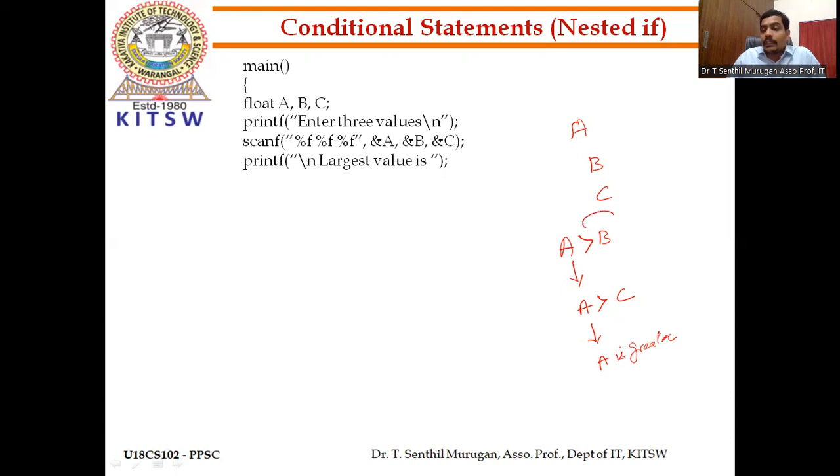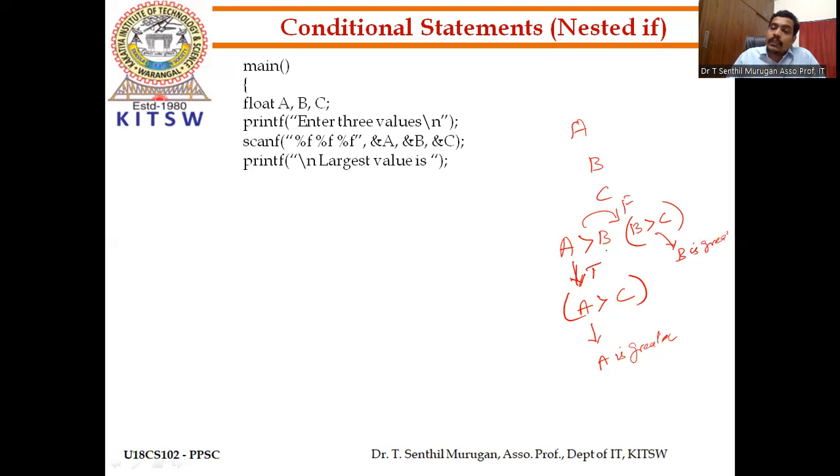In case this condition fails, what does it indirectly mean? B is greater. Then I have to check whether B is greater than C or not. If the condition is true, it will check this condition. If the condition is false, it will check this condition. So this is the false condition, and this is the true condition. If this condition is true, B is greater.